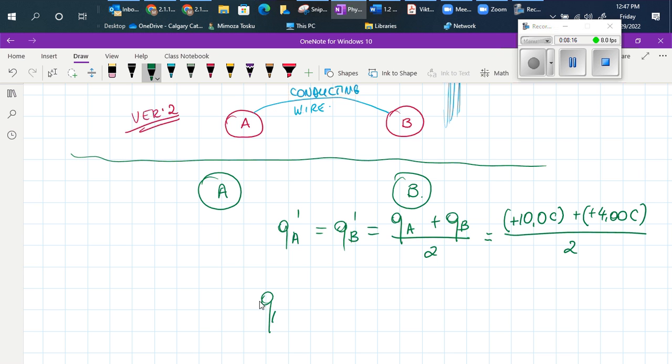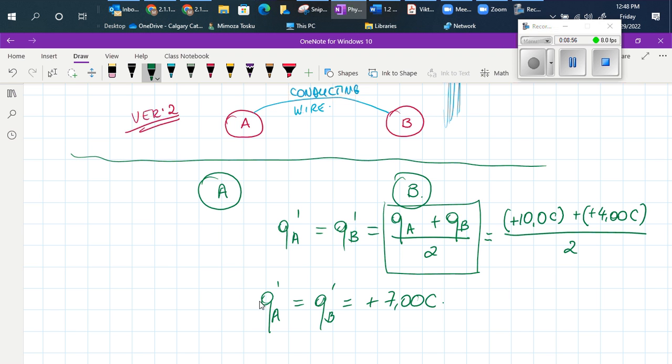So now the two charges, after you place them in contact with each other or connect them with a conducting wire, will have a charge of positive 7 coulombs. Even when those two are negative or positive, what we will do, after they are placed in contact with each other, is that the new charges will be QA plus QB divided by 2, or the average of the two.